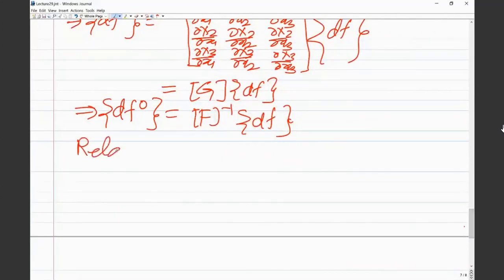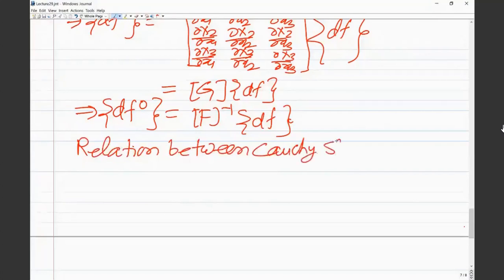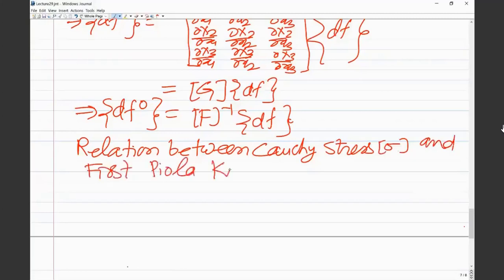So let us say the relation between Cauchy stress sigma and first Piola-Kirchhoff stress P.